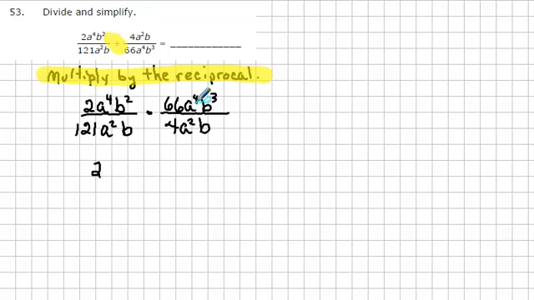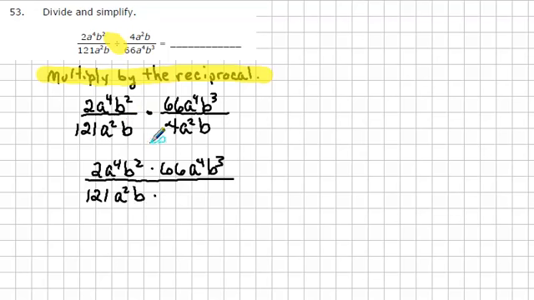So we'll have 2a to the fourth b squared times 66a to the fourth b cubed over 121a squared b times 4a squared b. Now, rather than multiplying the numerators and denominators right at the moment, it would be more efficient to factor and then reduce.